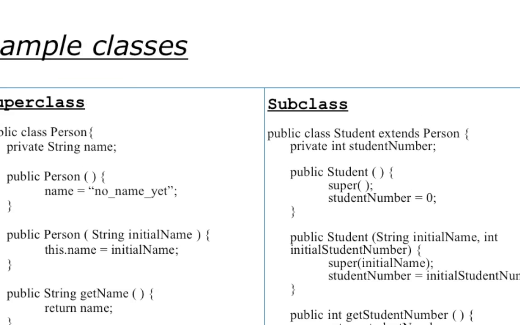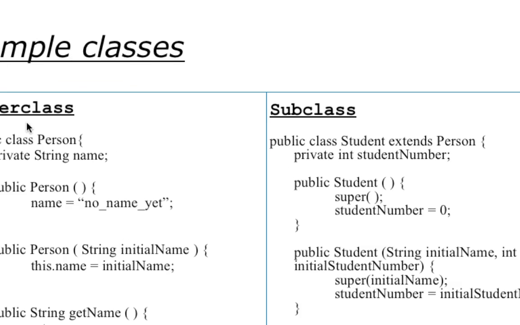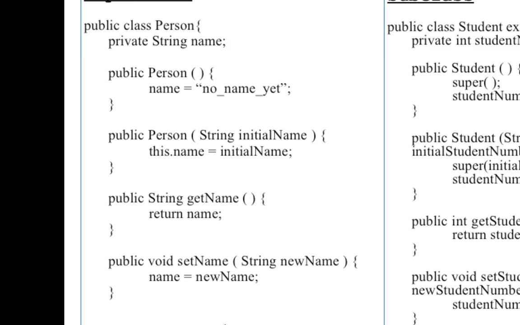Let me zoom in a little bit and take a look at Person for a few minutes. Person has a string name, and we have a constructor where name is equal to "no name yet." We're setting that to have a default word. And we have another constructor that takes on the name: this.name is equal to the initial name. This should look familiar; it's like the last example I gave you. All classes are pretty much doing the same thing. One to get the name, one to set the name.